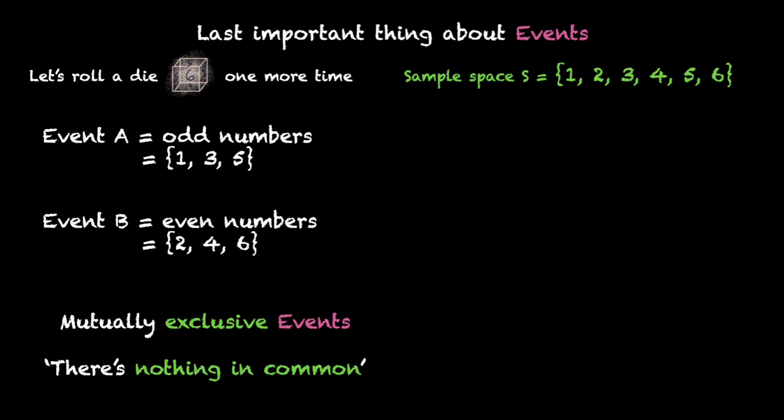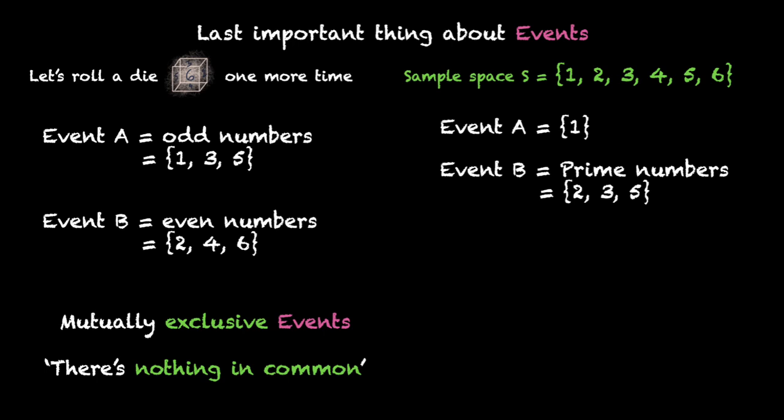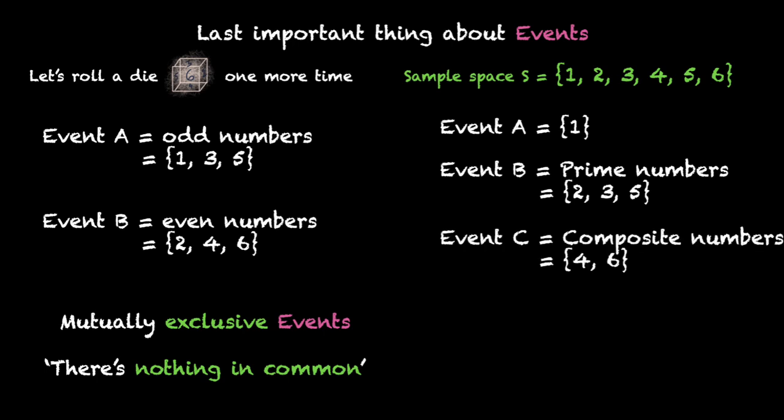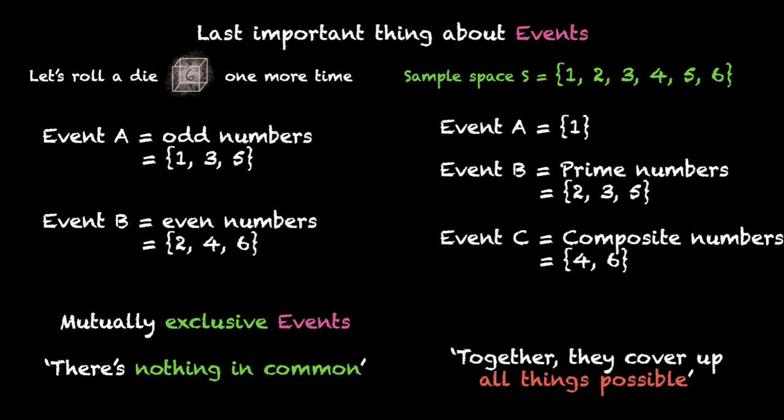Alright, let's move on. Let's look at another example. Event A is just 1. Event B has all the prime numbers 2, 3 and 5. And event C has the composite numbers 4 and 6. What can we say about event A, B and C? Well, if you add all of them up, you get the entire sample space. Together, they cover up all things possible. When this happens, we call these events as exhaustive events. Together they've exhausted all possible outcomes.